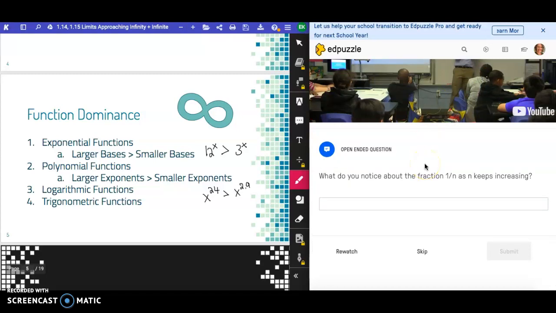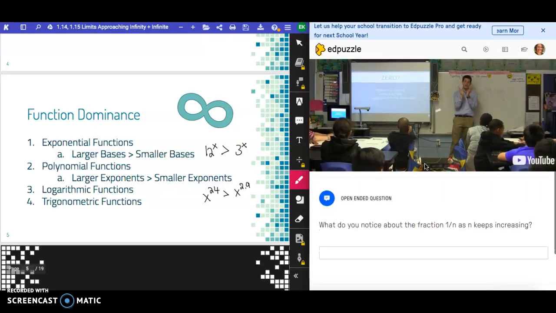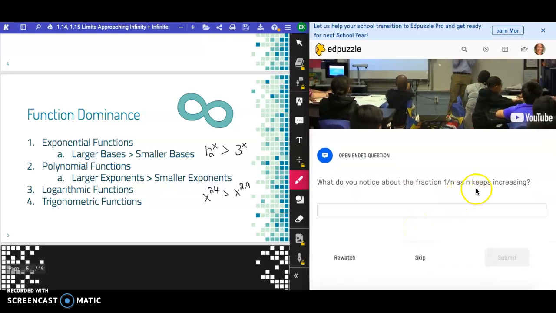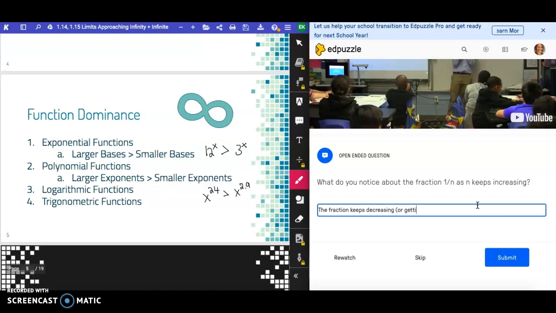So what do we notice about the fraction 1 over n as n keeps increasing? So as he kept increasing the number on the bottom of the fraction, like 1/2 was half of a circle, 1/4 was a quarter of a circle, your slice kept getting smaller and smaller and smaller. And so what we can say about the fraction 1 over n as n keeps increasing is the fraction keeps decreasing or getting smaller, and it will approach 0. So as the bottom of the fraction gets infinitely large, we would say that the whole fraction gets infinitely small.